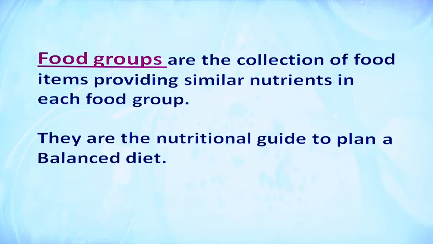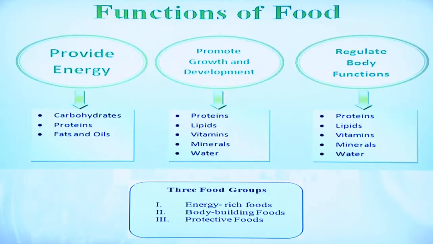Food groups are collections of food items providing similar nutrients in each food group. This definition will help you to know how we can group different kinds of food. It is a nutritional guide to plan a balanced diet. There are different functions of food. On that basis, you can see the below.